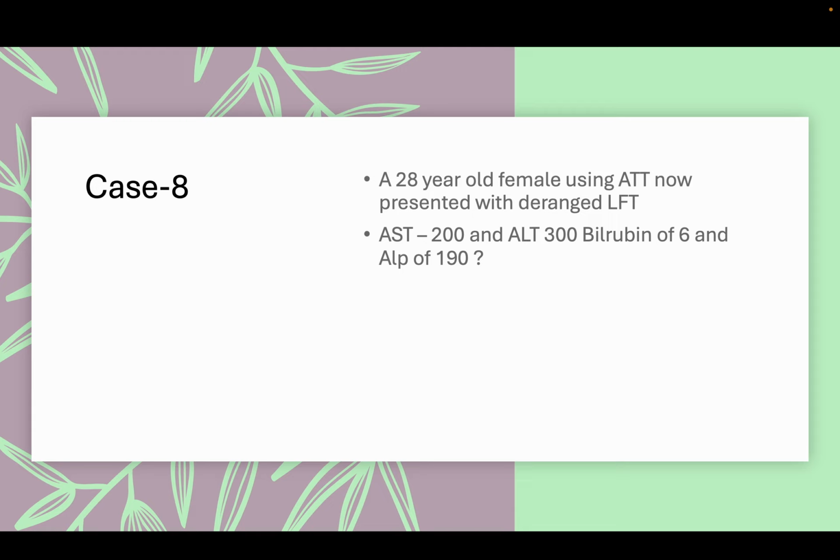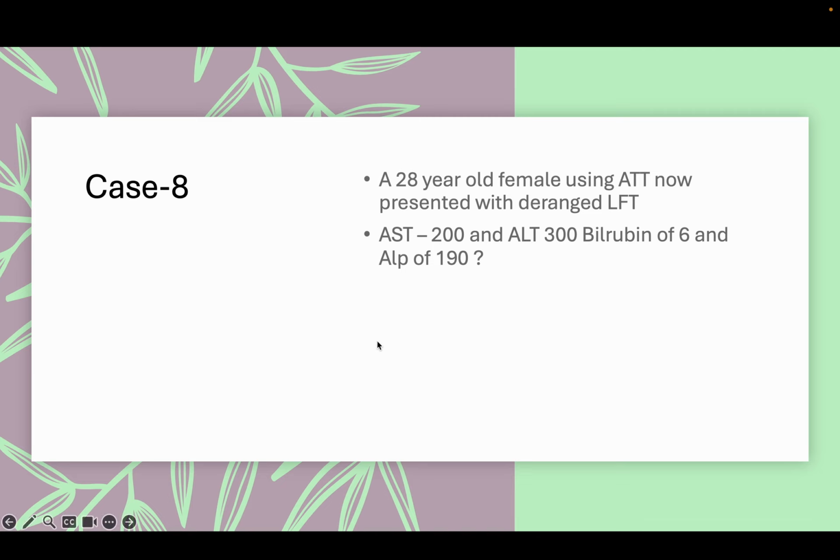So any enzyme elevation more than 5 times, or any enzyme elevation more than 3 times with symptoms, or total bilirubin more than 2, or ALP more than 2 times the upper limit of normal is the definition of drug-induced liver injury. So this is fitting into the case of drug-induced liver injury. We calculated the R factor, which is suggestive of a hepatocellular or mixed pattern. So this might be a case of ATT-induced liver injury.